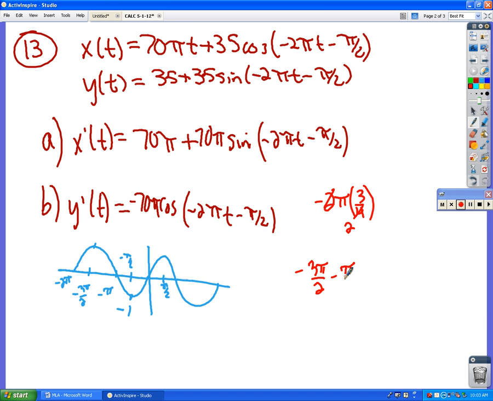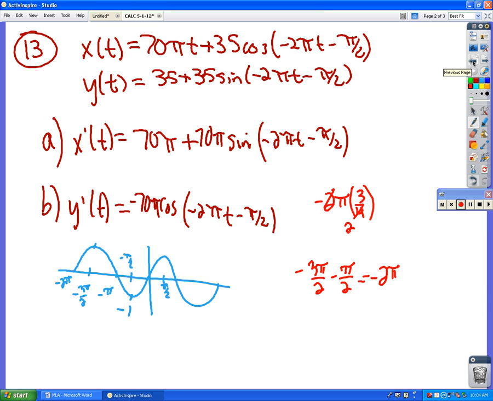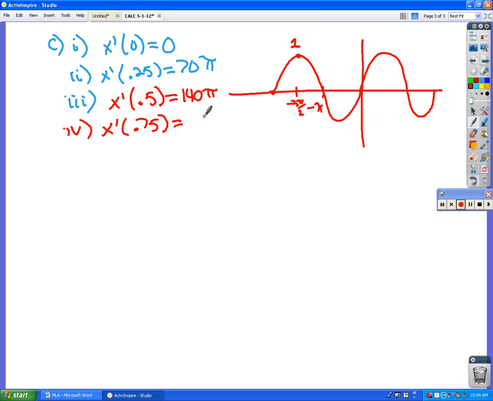But then I'm subtracting another pi over 2. So altogether that is negative 4 pi over 2, which is negative 2 pi. So if we go to the graph, sine of negative 2 pi is 0. So this whole thing will be 0 plus 70 pi is 70 pi.